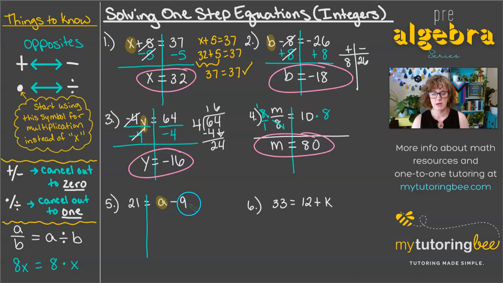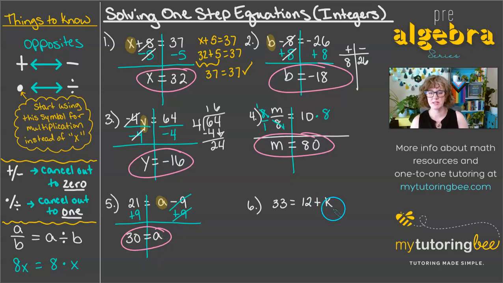So let's see what we need to do to undo any operations that are happening with our variable here. So a minus 9, we need to undo that subtraction. The opposite of subtraction is addition. So we're going to add 9 because we want this to cancel out to 0 and just go away. We don't write the 0 as part of our solution because we want it to be simplified. We could technically write a plus 0 down here, but we want it to be more simplified than that. All right, and then let's add 21 plus 9 over here. That gives us 30. So that is our solution for number 5. 30 equals a, or a equals 30.